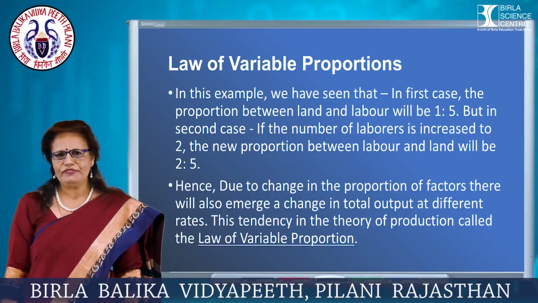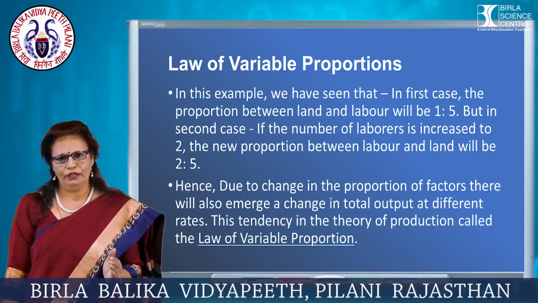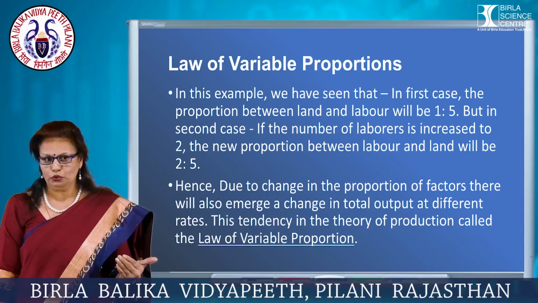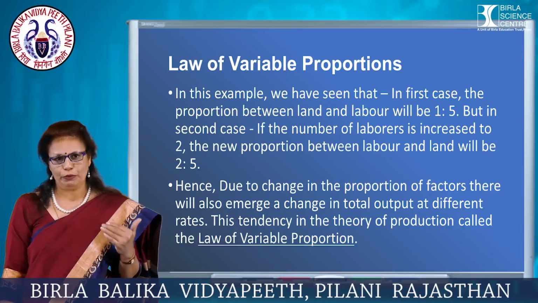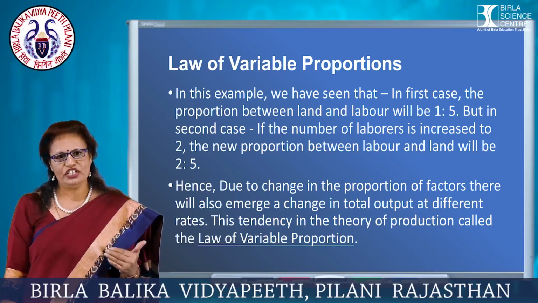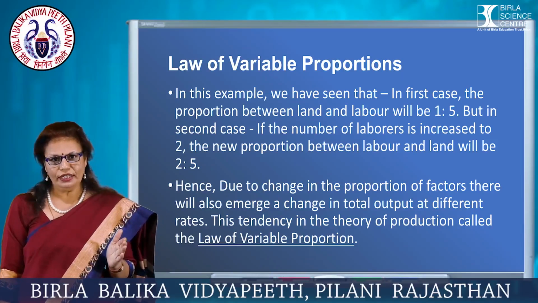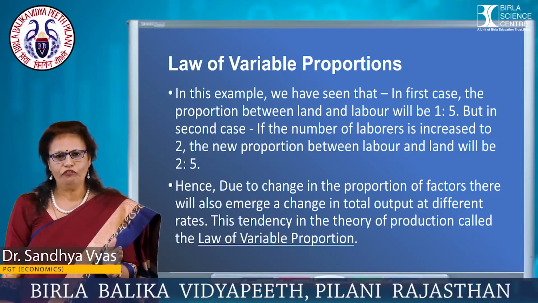In this example, we have seen that in the first case, the proportion between the land and the labor will be 1:5. But in the second case, as the labor increased to 2, the new proportion was 2:5. Hence, due to proportional change, the factors emerge as a change in total product at different rates. So this tendency in this theory of production is called the law of variable proportion.